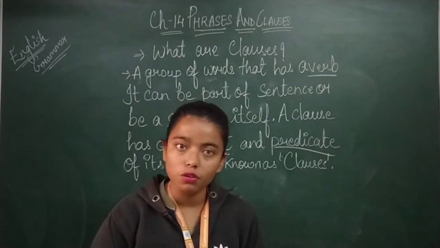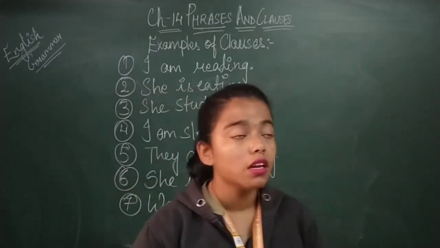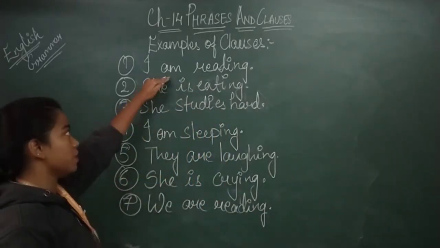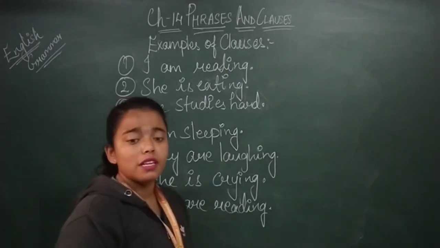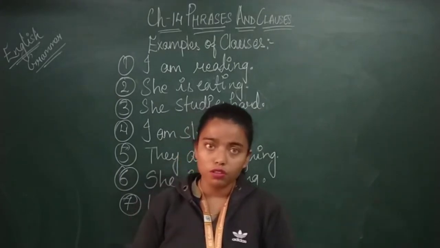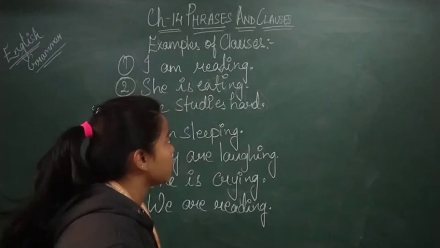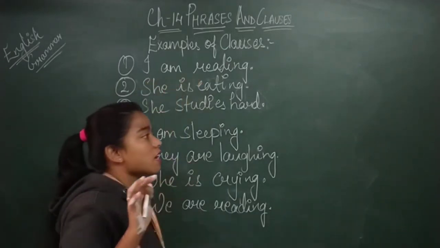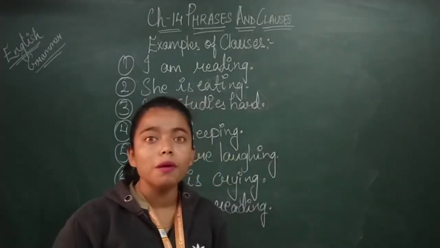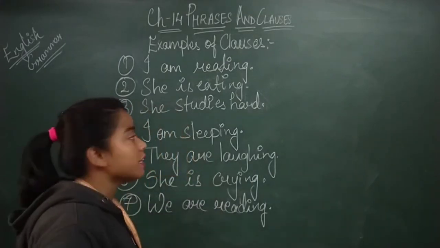So let's continue. Clauses. What are clauses? We have seen the definition of it. Now we will see the examples of it. So let's see the first example. As we know, a clause has its own subject and its own predicate. So we will see here what the subject is and what the predicate is in the sentence. As I have said, predicate means the action words. Verb and predicate mean the same, action words in the sentence.